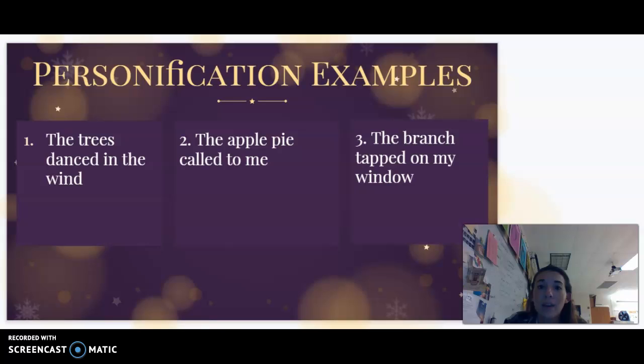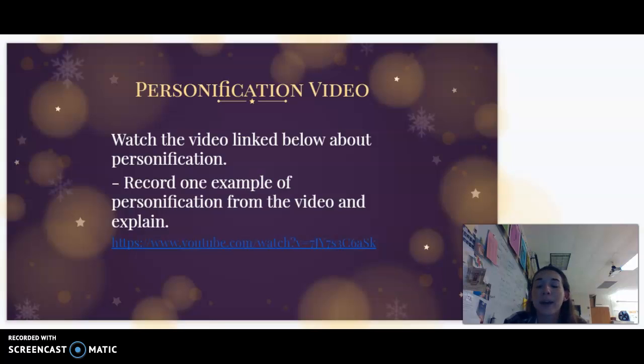The apple pie called to me. We know that an apple pie cannot speak because it is not human. However, by saying that the apple pie called to me, it gives this motivation for the character to eat the apple pie. The branch tapped on my window. Once again, branches are inanimate objects. However, we know that it must be windy outside in order to make the branch move and tap on the window, creating an eeriness.